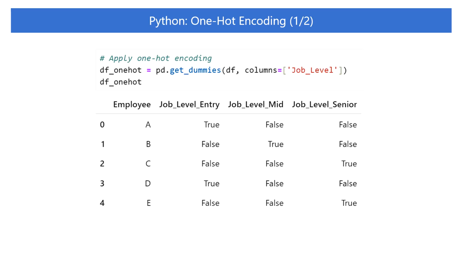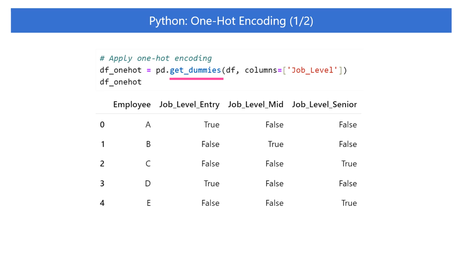First, let's apply one-hot encoding. The code applies one-hot encoding to the job level column using pandas get_dummies, which converts categorical values into dummy variables. Each unique category in job level is transformed into a new column with values of false or true, indicating the presence or absence of that category in each row. The resulting data frame, df1hot, retains all original columns except job level, which is replaced by its one-hot encoded representation.